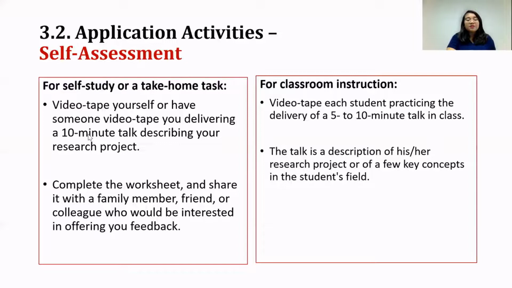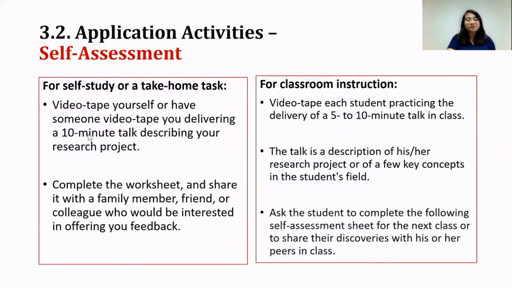The talk is a description of his or her research project or a few key concepts in the student's field. Also, the research project can be replaced with other tasks or other articles or the student's pieces of writing. And then ask the students to complete the following self-assessment sheet for the next class, or to share their discoveries with peers in class.